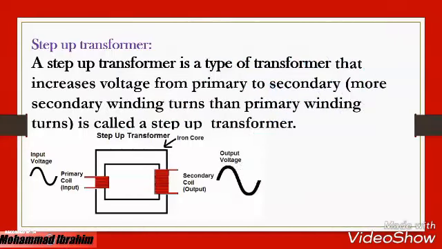So let's discuss them briefly right now. Step-up transformer. A step-up transformer is a type of transformer that increases voltage from primary to secondary. More secondary winding turns than primary winding turns, it's called a step-up transformer. Over here we can see that the number of turns in the secondary coil is more than the number of turns in the primary coil. Therefore, the output voltage is more than the input voltage.